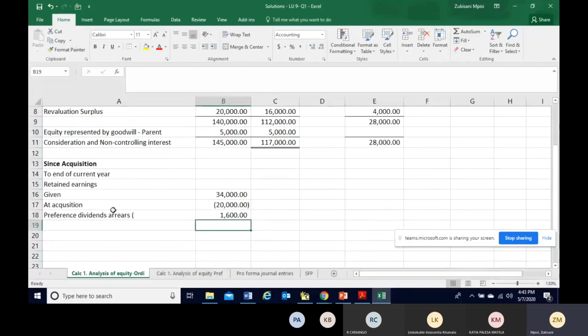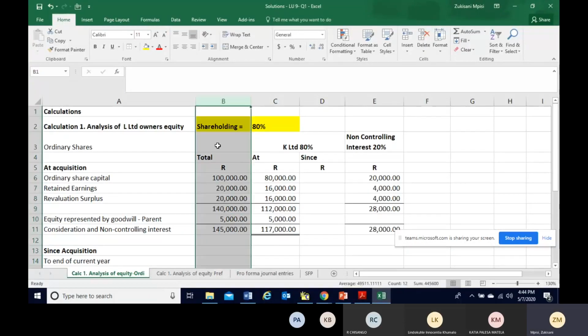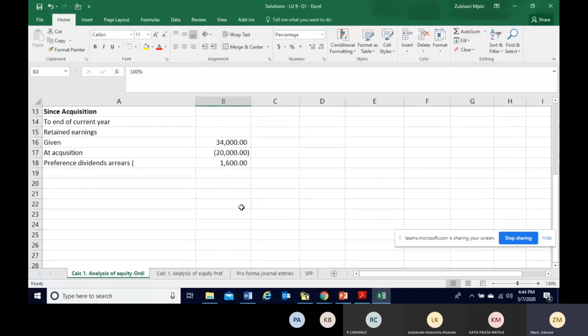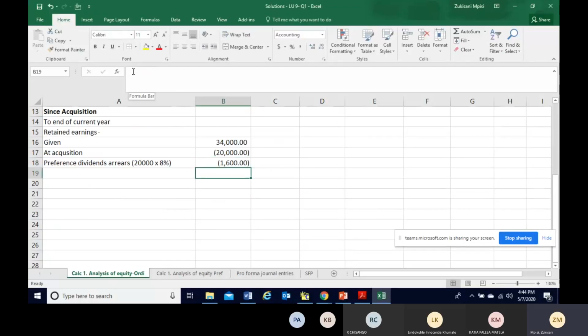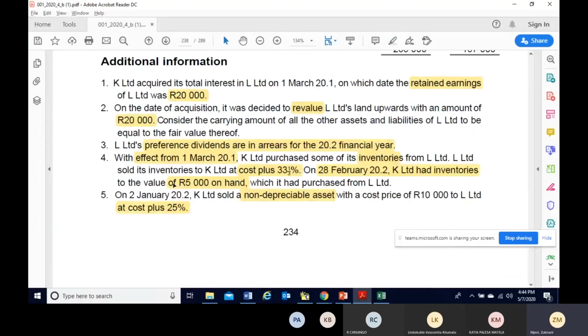So here we're still dealing with the 100% share. That was just my bet here. We're still dealing with the total, which means 100%. So here we're still dealing with 100%, which is 20,000 multiplied by 8%, which is your preference dividends. Because it's cumulative, we have to make a provision for it from our retained earnings. That is 1,600. So we've dealt with number 3.